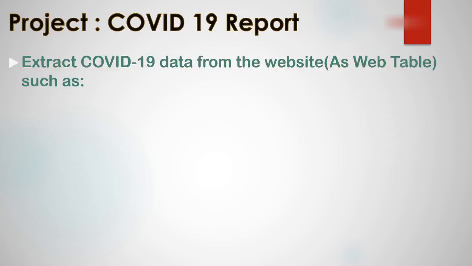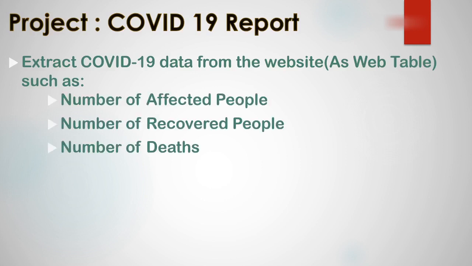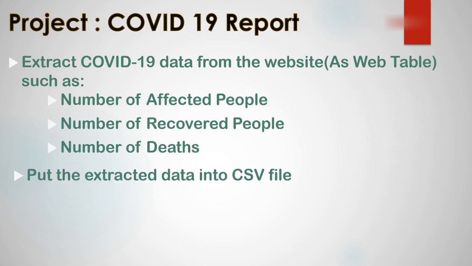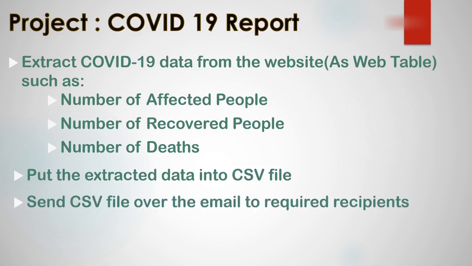So let's see what all steps we will have in our project. First of all, we are going to extract COVID-19 data from the website such as number of affected people, number of recovered people, and number of deaths. And this data will be in a form of web table. So we are going to extract the web table from a website. And after that, we are going to put that extracted data in a CSV file. And later on, we are going to send that CSV file over the email to required recipients.